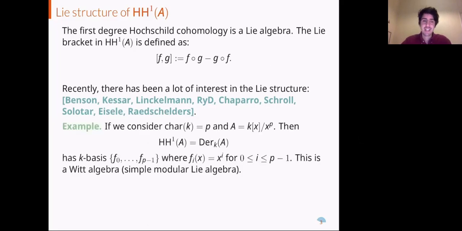But let me start with an easy example. If we work over a field of positive characteristic, and if we denote by A just k[x]/(x^p), then if we want to study HH^1 of A, it's enough to study the derivations of A, because A is a commutative algebra. These derivations have a k-basis given by f_0 up to f_{p-1}, where f_i(x) is equal to x^i, for i that goes from 0 to p minus 1. The reason why it's enough to define these derivations on x is because then we can apply the Leibniz rule. And as a Lie algebra, what we obtain is a Witt algebra. So it's a modular simple Lie algebra.